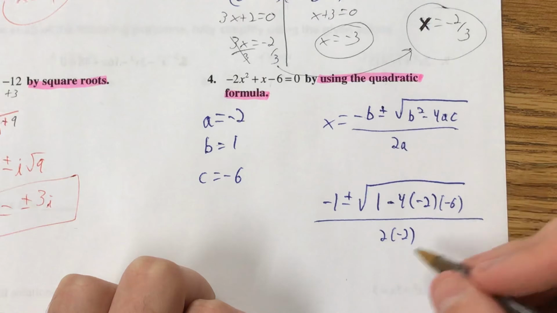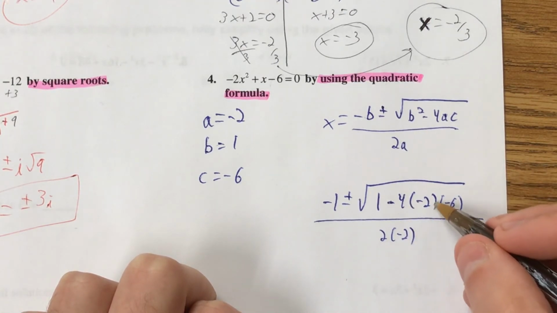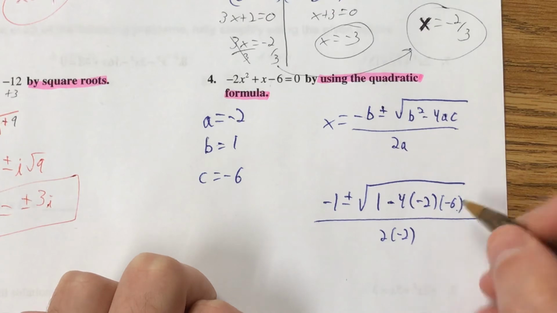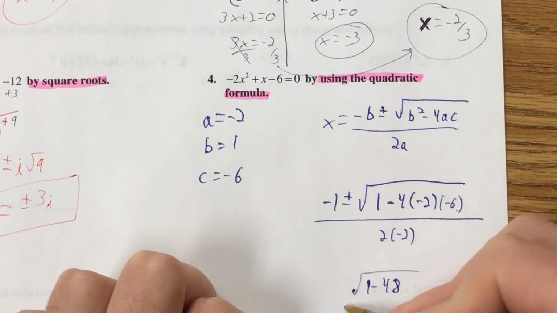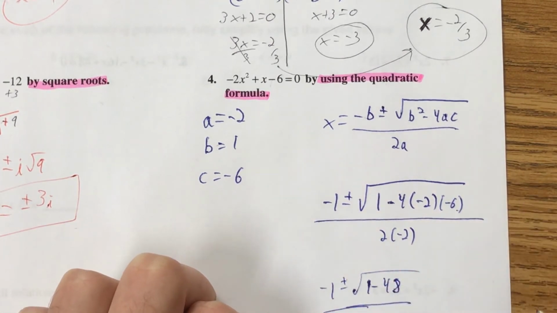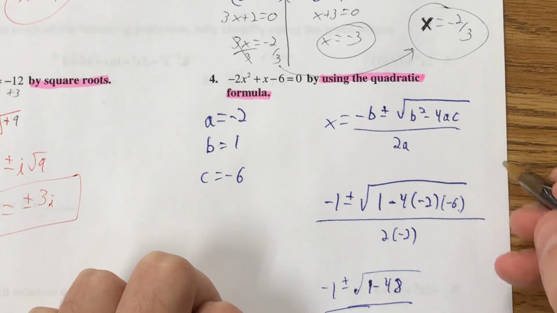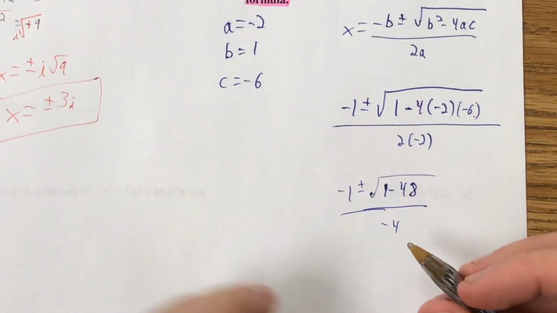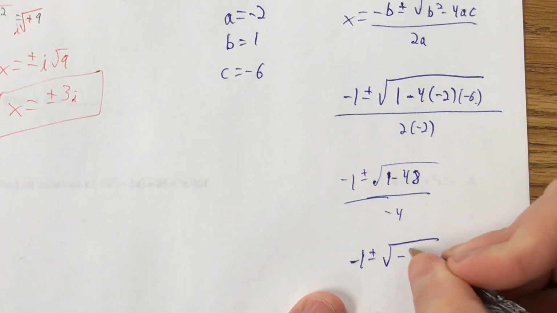But as for what it's going to turn out to be, let's see, 4 times 2 is 8. So then you get 48. So 1 minus 48. I'll check that because I'm paranoid. 12, yeah, that's 48. So then 1 minus 48 is negative 47.